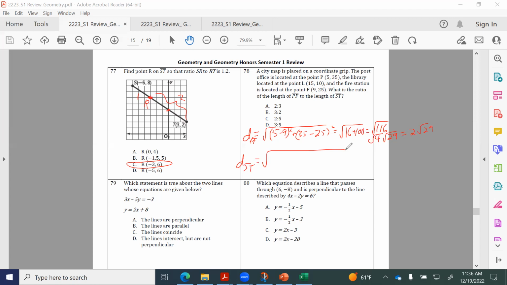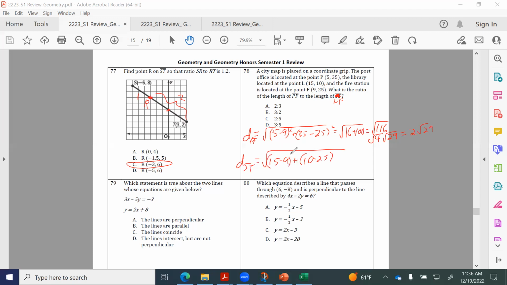Oh, I forgot. There was a mistake on this problem. There was no ST. That was an issue. On the answer key, they changed this to LF. So we're going to do this using LF. We have 15 and 10 as our 2 values for L, and then F is 9 and 25.